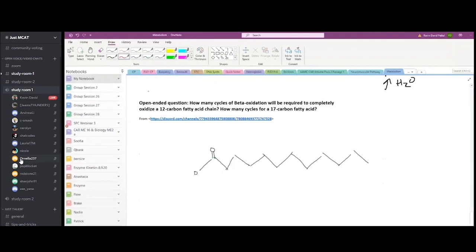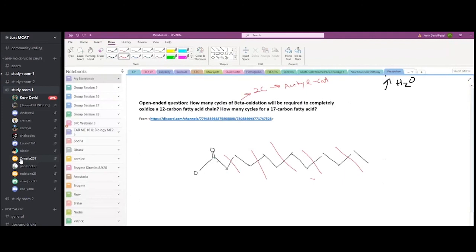Here's the trick. Draw it out. Beta oxidation is the removal of 2 carbons at a time, and those 2 carbons are going to be turned to acetyl CoA at some point. So guess what? Slice it and dice it. We got 1 cut, 2 cut, 3 cut, 4 cut, 5 cut.